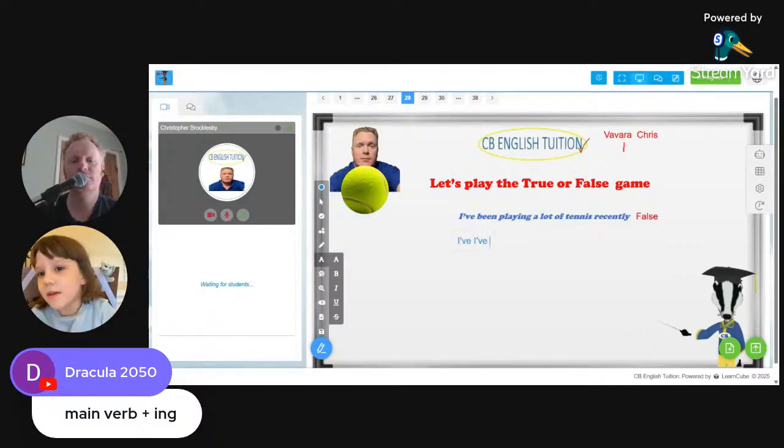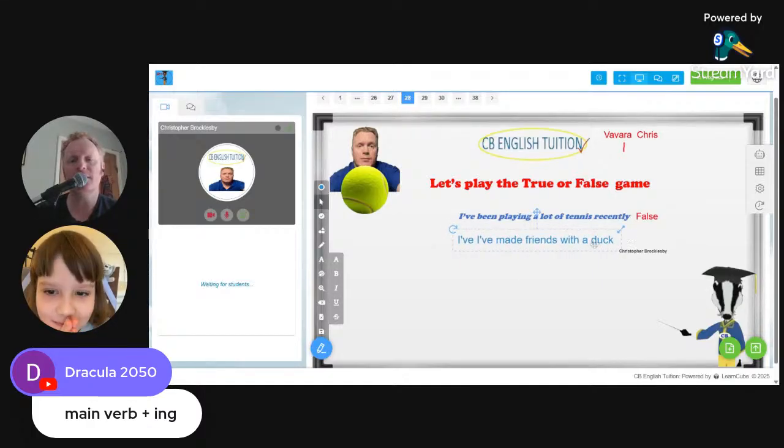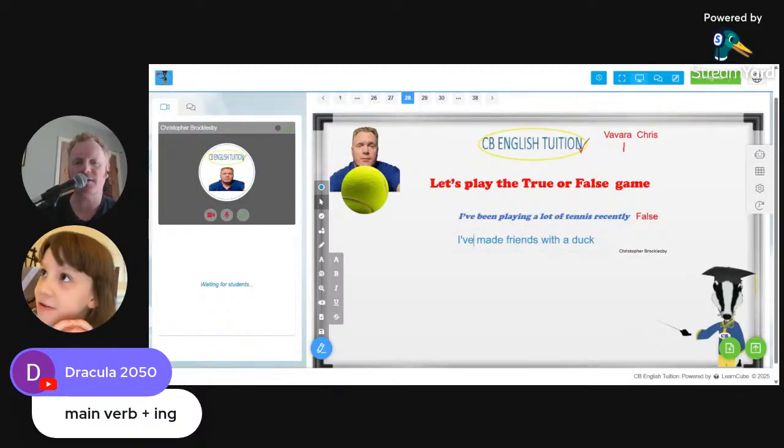I've made friends with a duck. With what? A duck. Yes, a duck. I've made friends with the duck. Okay, that is, well, first we must remove I've. But also it's not present perfect continuous.